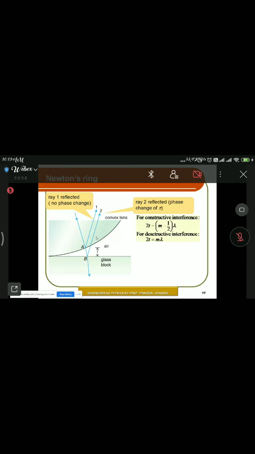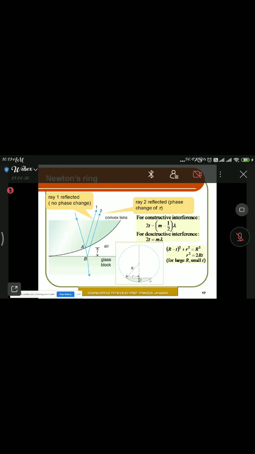So again the condition will remain the same. For constructive, the minimum thickness should be of the order of lambda by 4, and for destructive it should be of the order of lambda by 2. Only then can we get the bright as well as the dark pattern. Then there is an expression for the radii of the dark ring. This is the diagram that we have mentioned here, so we can get the radius of this plano convex lens.